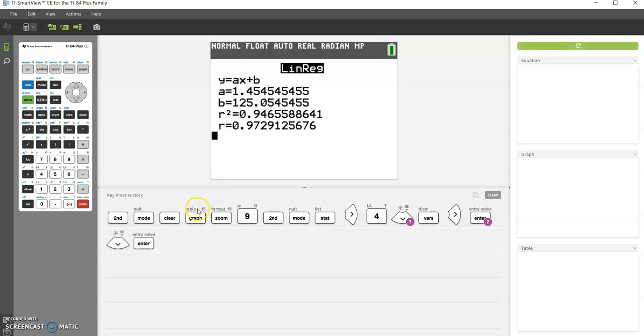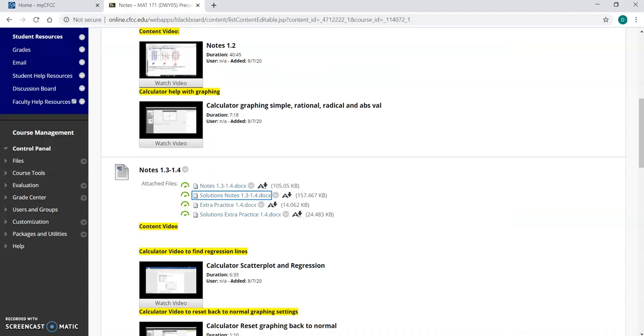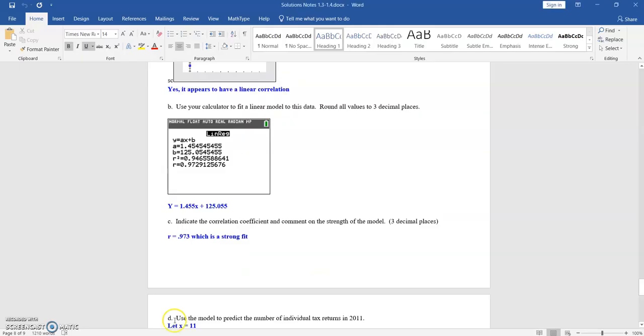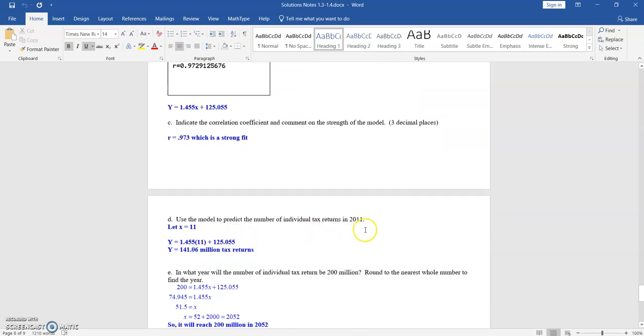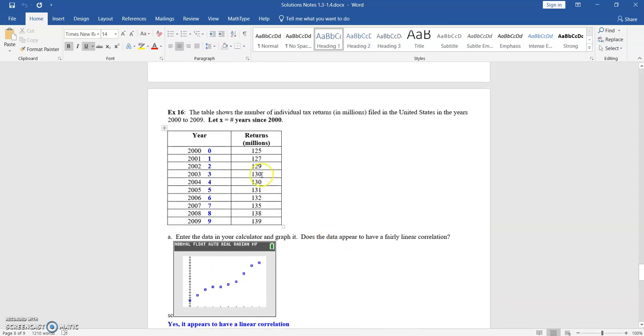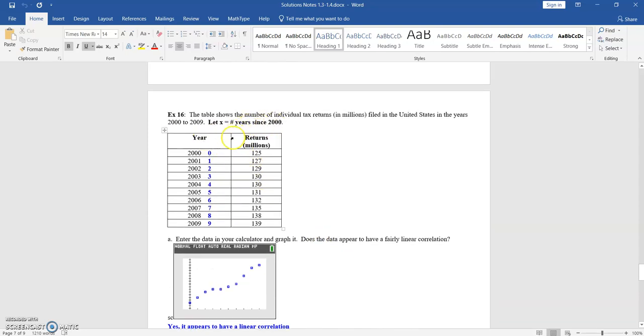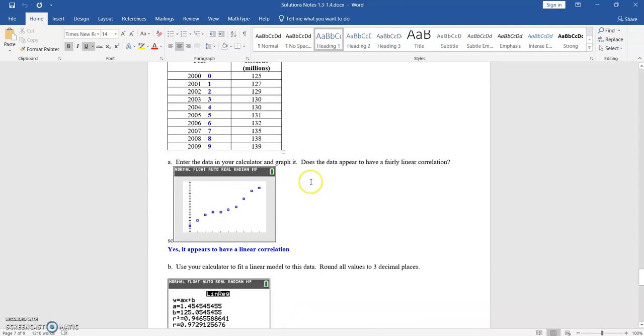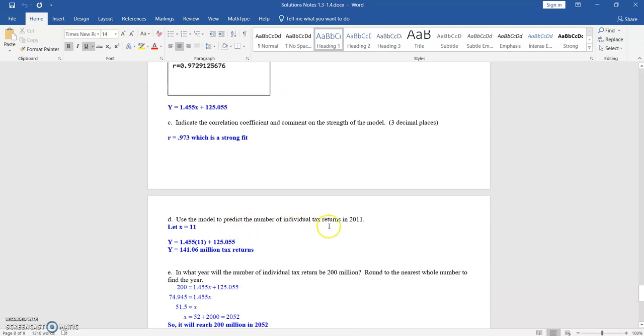Part D says use your model to predict the number of tax returns in 2011. So you can't plug 2011 into your equation because remember your x values represent the number of years since 2000. So you would figure out, okay, well, 2011 minus 2000 would be 11 years. So you're going to let x equal 11 and solve for y.